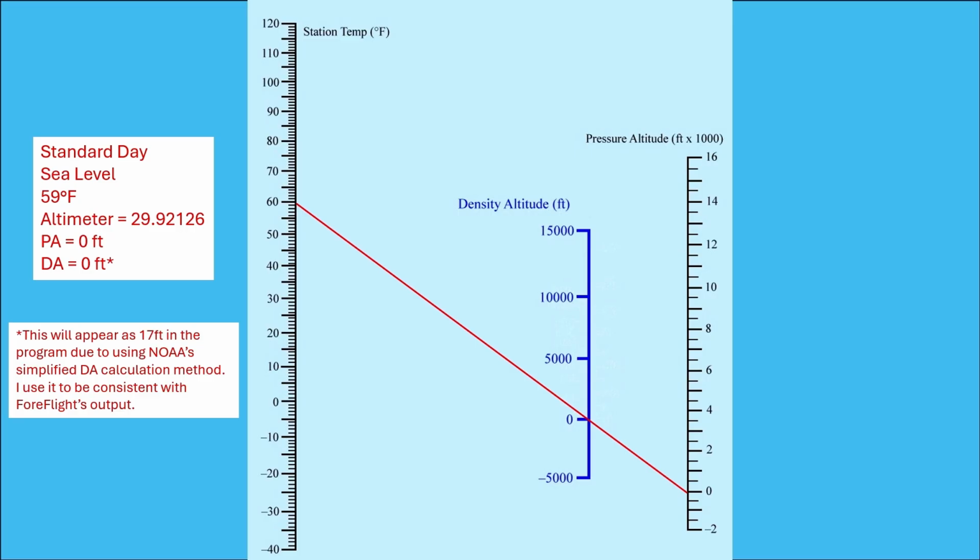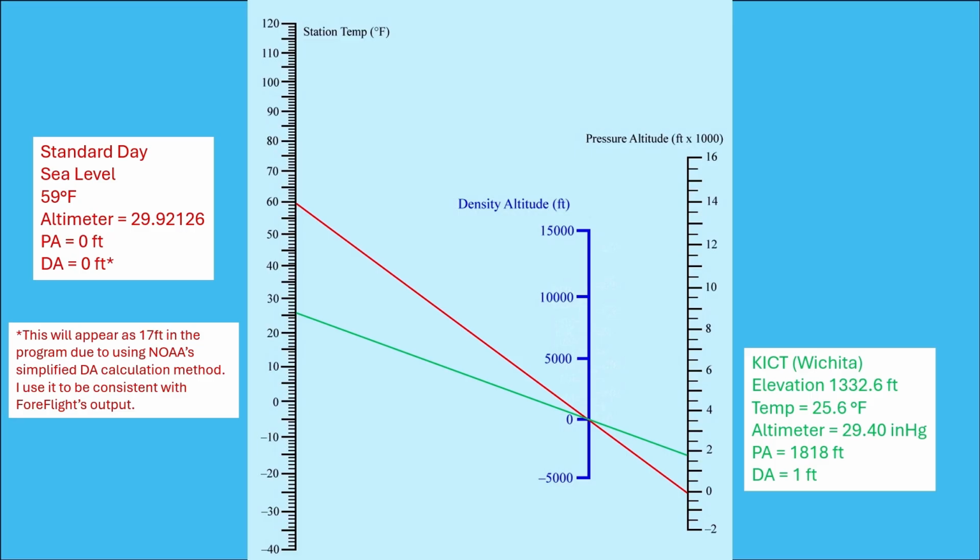Note that the Koch chart program uses the National Oceanic and Atmospheric Administration, also known as NOAA. It uses their simplified method for calculating density altitude. So at standard day conditions, the program calculates a density altitude of 17 feet, not 0. But we use NOAA's method to be consistent with ForeFlight's and probably others' calculation of density altitude. But obviously there are other than standard day conditions that can give us a density altitude of 0. For example, here in green is another condition that gives us a density altitude near 0. A cold day in Wichita, Kansas.